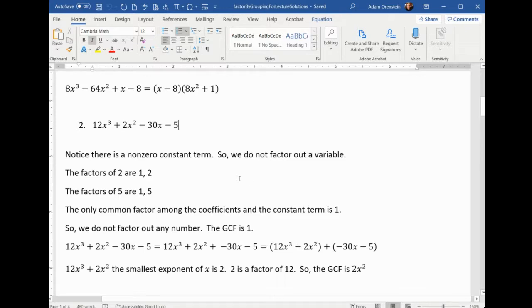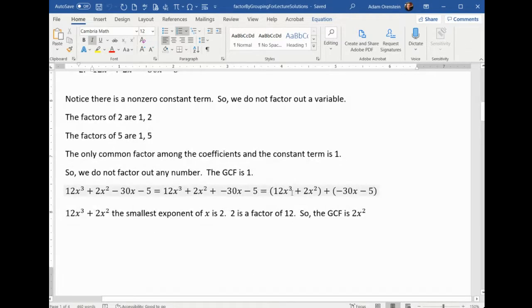So the greatest common factor among the coefficients and the constant term is 1. And so the GCF is 1. So just like before, we form these two groups.